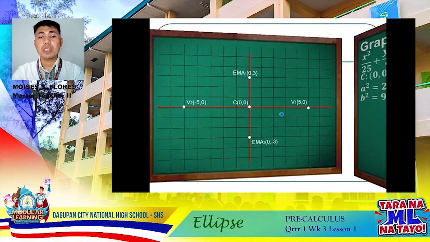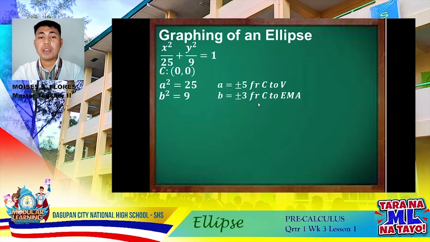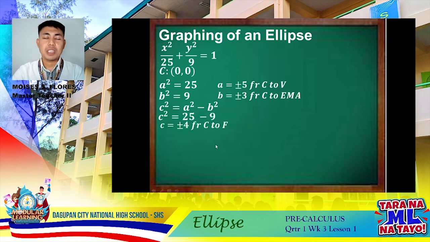Afterwards, we are now ready to identify our c squared. From the formula a squared minus b squared, we simply substitute. We have 25 minus 9 equals 16. Then extract it also. Take note that your c should always refer to the distance from the center to your focus, and that is 4.